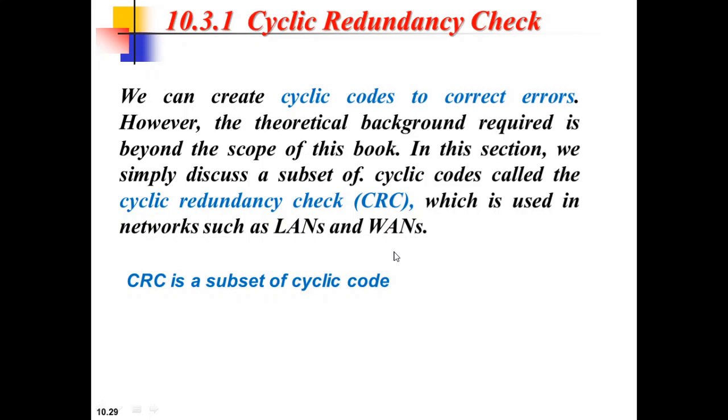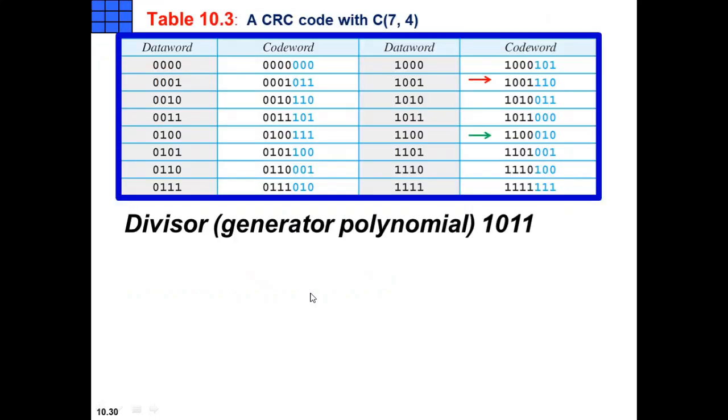So far what we saw was error detection. That system helped me tell whether I have received correct data or not. Here the CRC will help us not only detect the error, it will help us correct that error and retrieve the proper data. So CRC is a subset of cyclic code and it helps us in error correction, which means it can detect as well as correct. How that is done we will see. So, a CRC code with C(7,4).